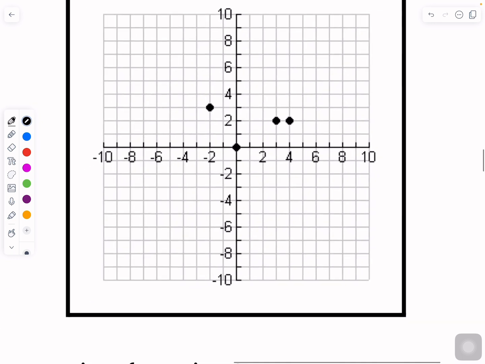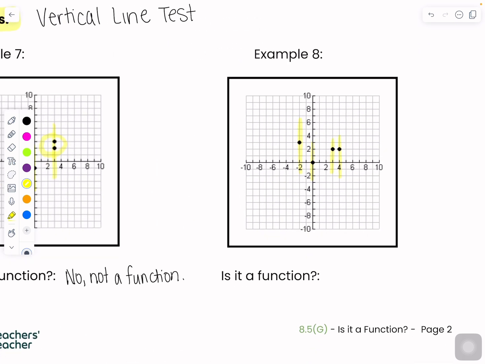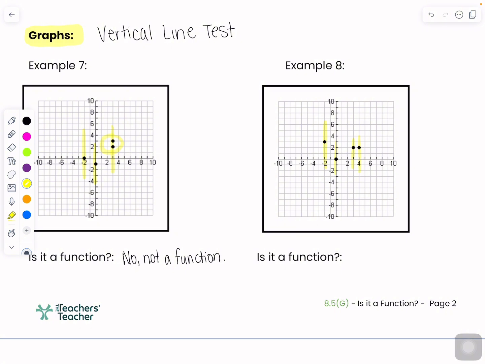Looking at example number 8, our first x value goes through negative 2, and there's one ordered pair that it goes through, (-2, 3). Then we have an x value at 0. Again, it goes through one ordered pair. We have an x value at 3. It goes through one ordered pair. And we have an x value at 4. And notice that vertical line goes through one ordered pair. Therefore, example 8 does represent a function.